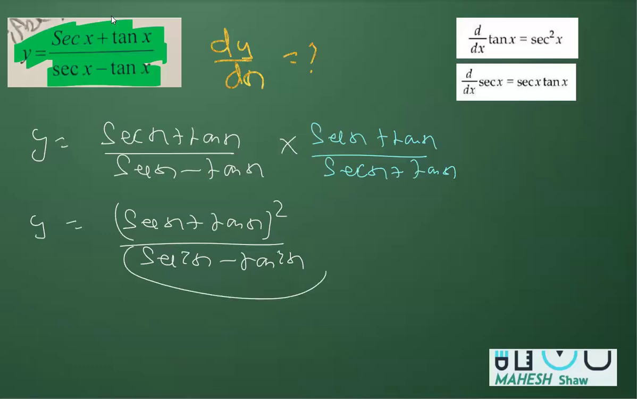What we know is that sec square x minus tan square x is 1. So you can replace this with 1. This is going to be 1. So we have the denominator as 1, or as 1 by default, we may not write anything.